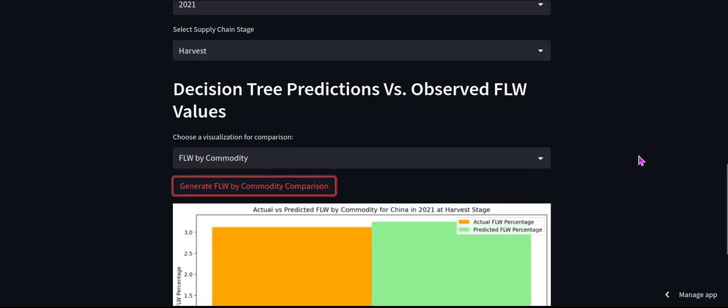Using this app, policymakers, food industry stakeholders, and researchers interested in reducing food loss and waste can generate predictions and visualizations, helping them identify critical areas of the supply chain for intervention and potential food redistribution strategies, hopefully reducing carbon emissions and world hunger.